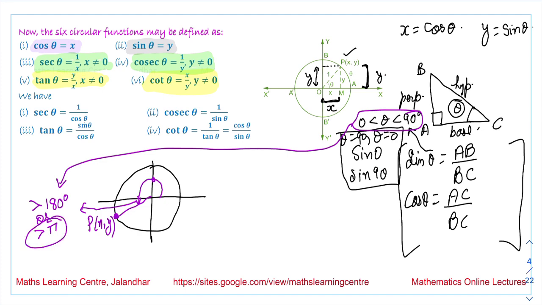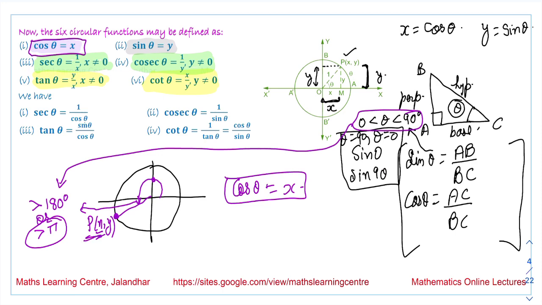So these are the definitions of these functions corresponding to this angle theta. We are saying what is the value of cos of theta in this case? That will be equal to the value of x. Whatever the value of x is, that is the value of cos theta.